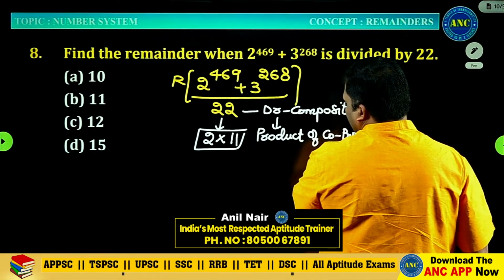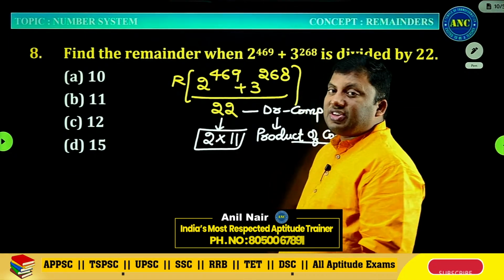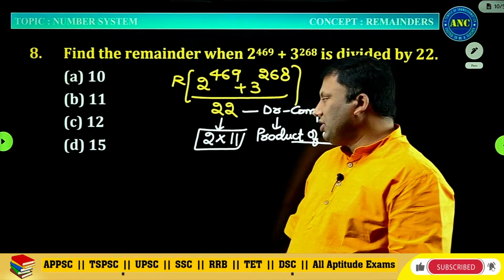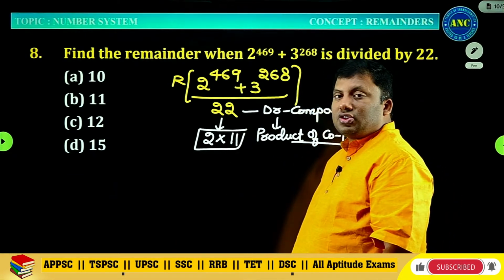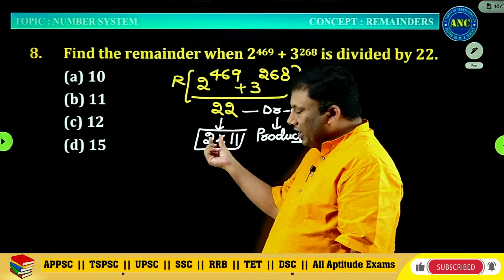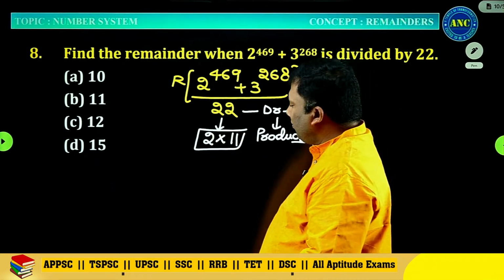Product of coprimes. What is coprime? The numbers' HCF should be 1. 22 is 2 into 11. First check it out with 2, then check it out with 11.